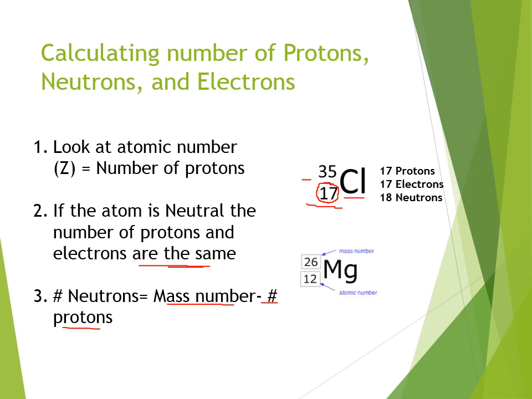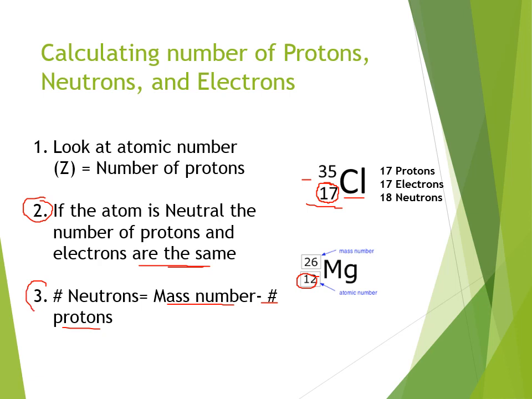Let's try another one. So this time we have magnesium. Let's start with the number of protons, given to us in the bottom left-hand corner. So there are 12 protons. To figure out the number of electrons, looking at step 2 here, we look to see if the atom is neutral. And it is. So if the atom's neutral, that means the electrons equal the protons. So there will also be 12 electrons.